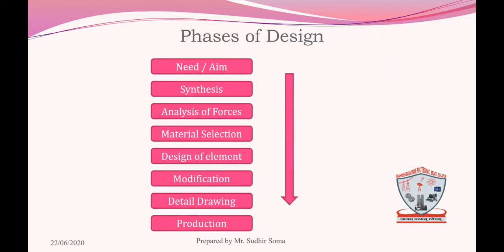Then in the next slide you will see the different phases of design. It includes aim, that is the objective, synthesis, analysis of forces, material selection, design of element, modification, detailed drawing, and finally production.